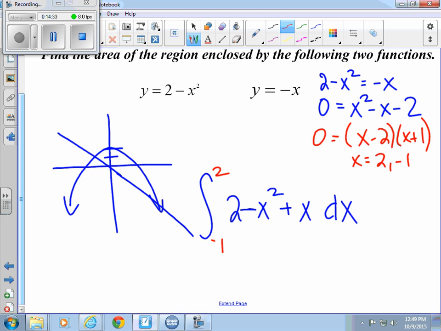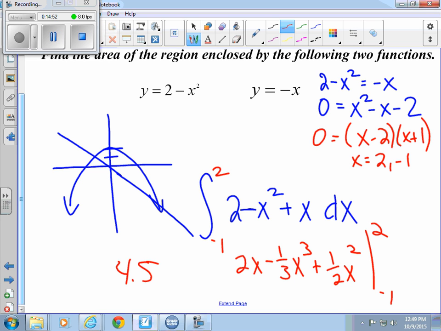Anti-differentiate: 2x minus 1/3 x cubed plus 1/2 x squared from negative 1 to 2. Plug in negative 1, subtract. 4.5.